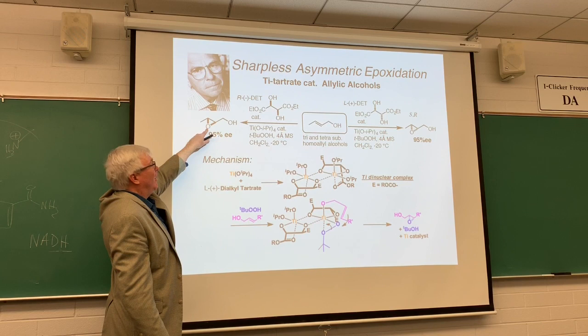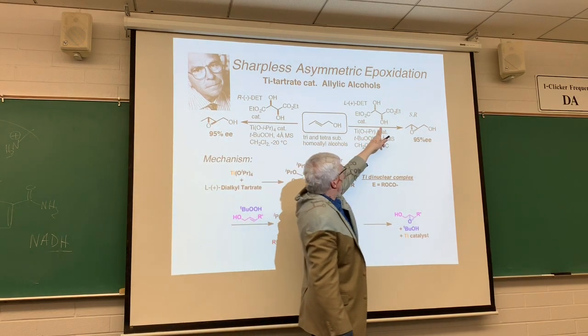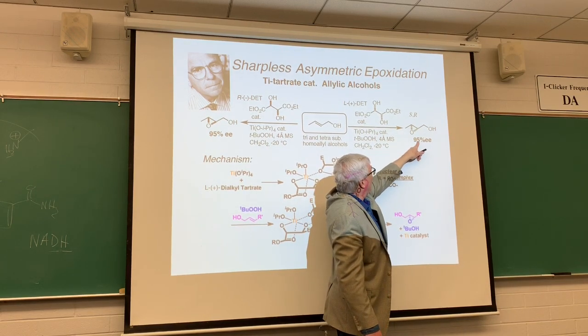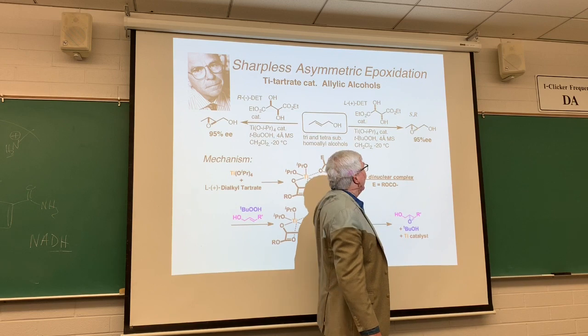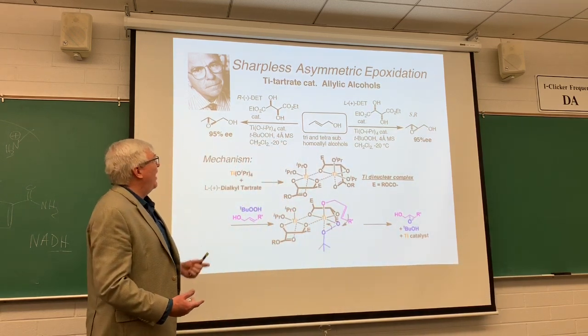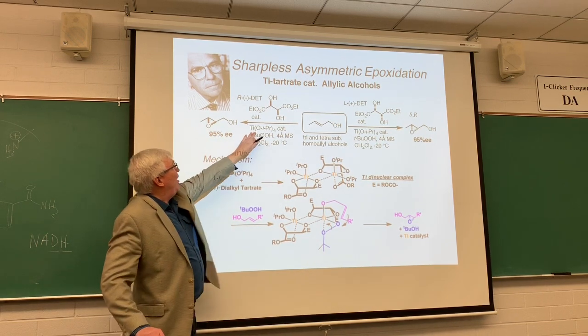95% is this enantiomer, shown here. If you use the opposite chiral catalyst, you get out the opposite enantiomeric product with also very high enantiomeric excess. So you can make either one. Now, for the purpose of a quiz or a test, if you want to make a chiral enantiopure epoxide, just say one or the other.